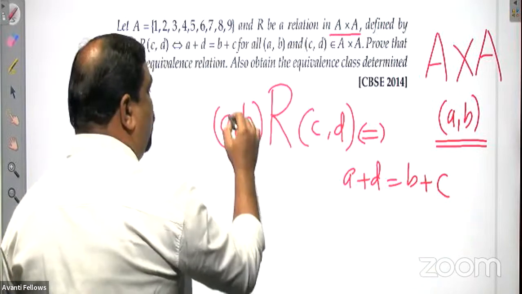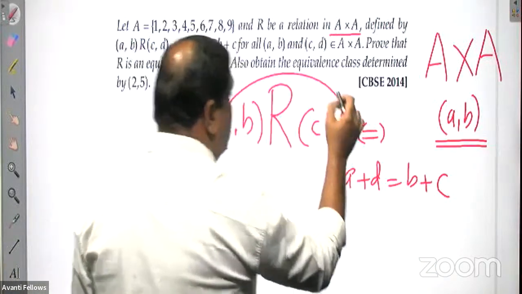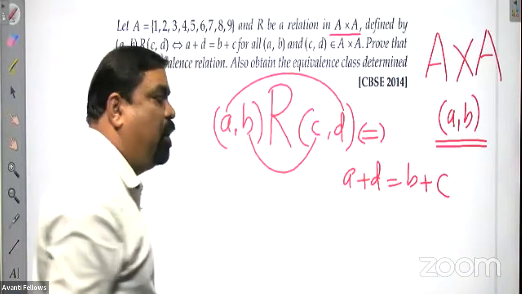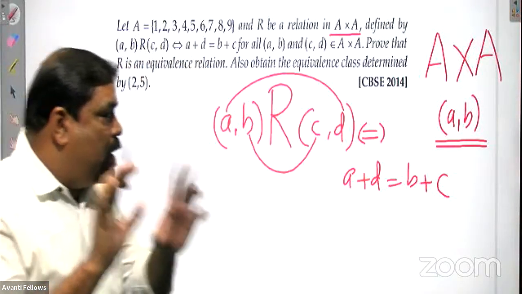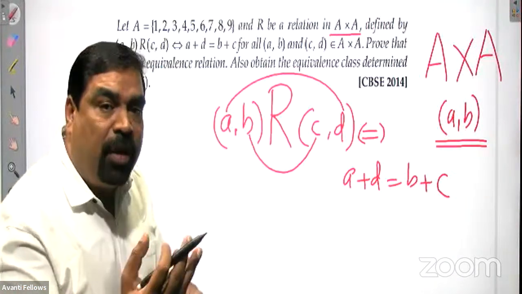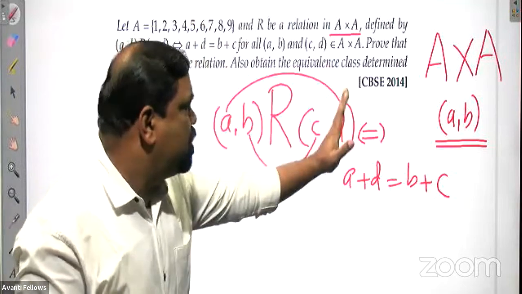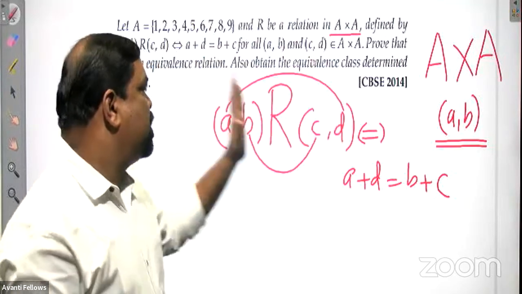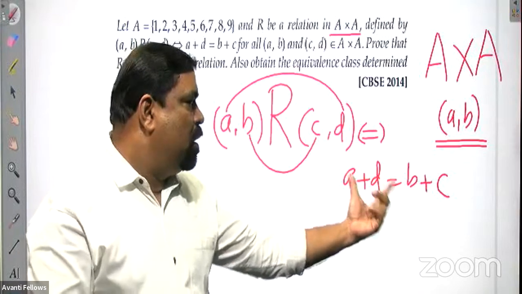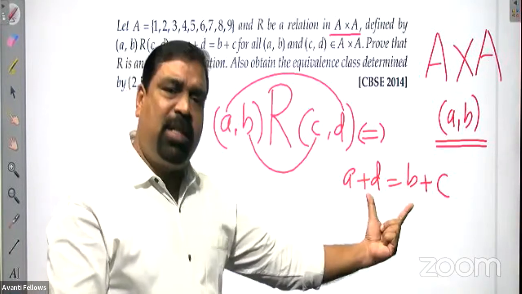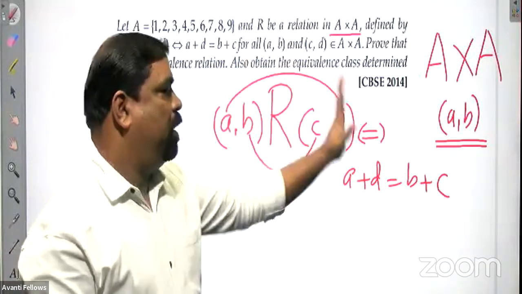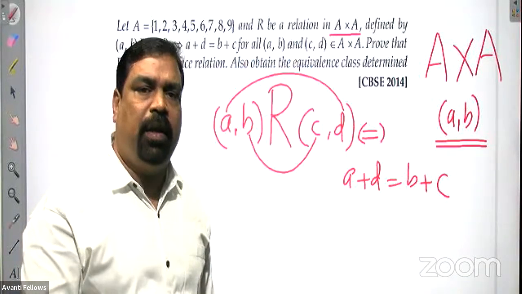That means the sum of the first and last must be equal to the sum of the second and third. In that way, we have to understand the relation, how it is given. a plus d, first plus last, equal to second plus third. That is the relation. If this condition is satisfied, that means (a, b) is related to (c, d).